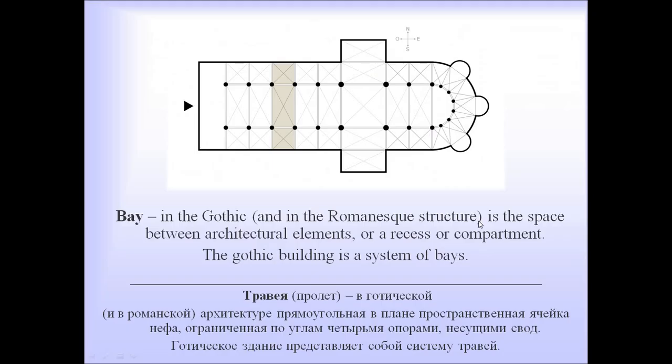Okay, these are the main ones. Then let's take a look at the plan. As I have already mentioned, the Gothic temple had the typical basilica structure, but there was something new here. Firstly, we got a new term, the bay. In the Gothic as well as in the Romanesque structure, it is the space between architectural elements or a series of compartments. The Gothic building is actually a system of bays.